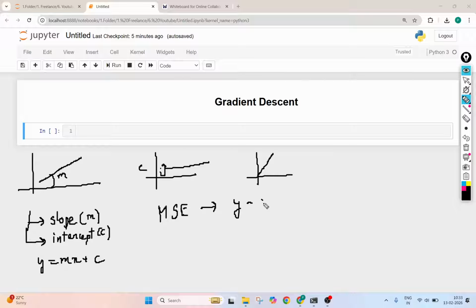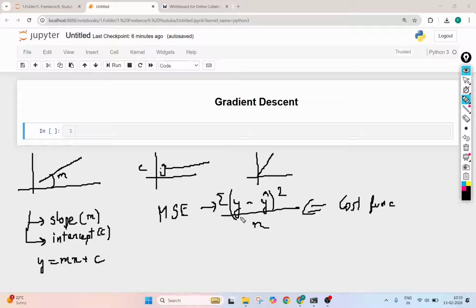That is y actual minus y predicted, and we divide it by the total number of points. So we need to minimize this error. This is our cost function, and this function needs to be minimized. How can it be minimized? By finding the ideal slope and intercept so that the line passes through the maximum actual points, right?